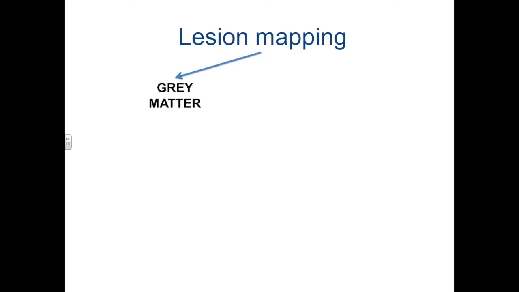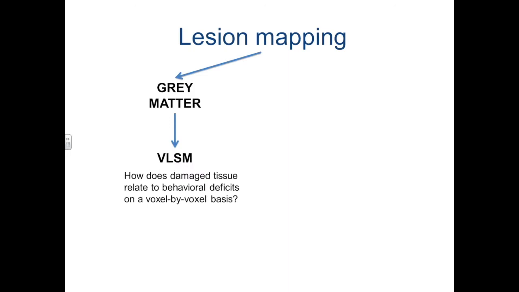And you can go about lesion mapping in maybe at least two worlds. I like thinking about lesion mapping in the gray matter world, where voxel-based lesion symptom mapping helps us understand this question, right? How does damaged tissue relate to behavioral deficits, looking at a voxel by voxel approach? And I believe there's also a lecture somewhere in the C-STAR website that introduces lesion mapping.